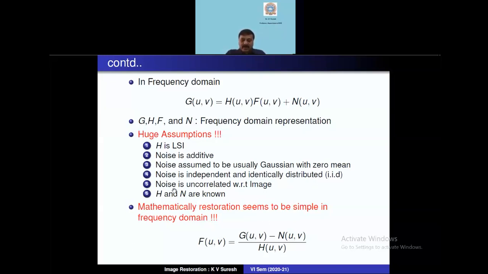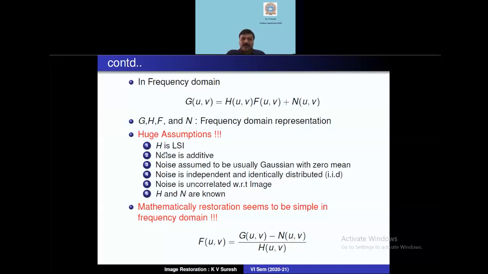While doing random processes, we also defined a parameter called correlation, and here we make an assumption that the noise is uncorrelated with respect to the image. Again, please refer to the literature on what uncorrelated random variables mean. So noise is uncorrelated, and a big thing is we assume that H and N are known. That means I know the blur or the degradation, and I know the noise.